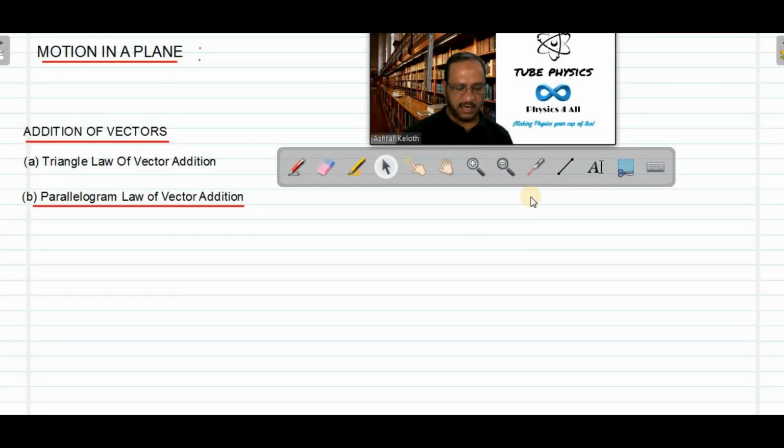The third side of the triangle, completed from the tail of the first vector to the head of the second vector, will give the sum of the two vectors. Yes, sir. That is the triangle law of vector addition.